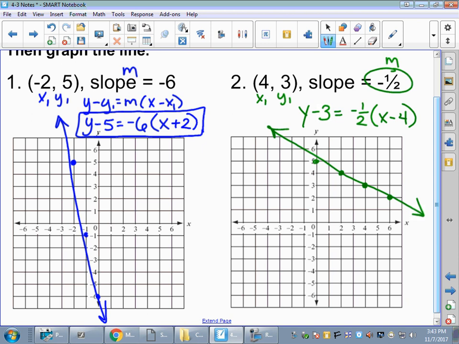So remember, we talked that forms are just the names of the equations. This name doesn't give us the y-intercept. This name gives us a different point on the line and the slope. Point-slope form.